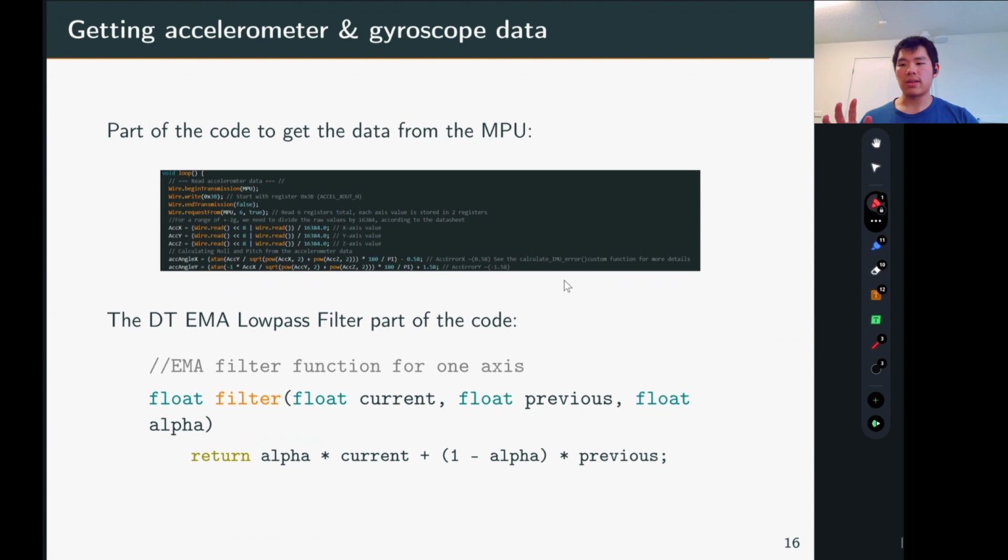And this is the implementation of the EMA lowpass filter. So remember, that's the IIR filter that we use, and then we take the current input, the previous output, and the float alpha, and this is the difference equation essentially.